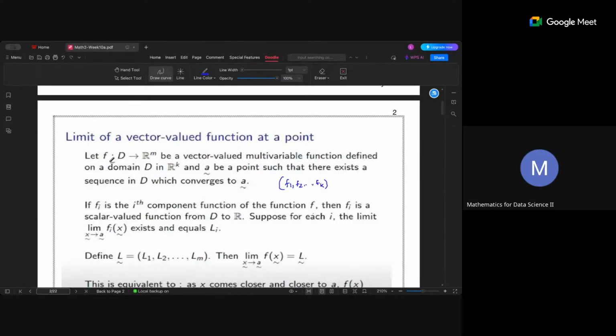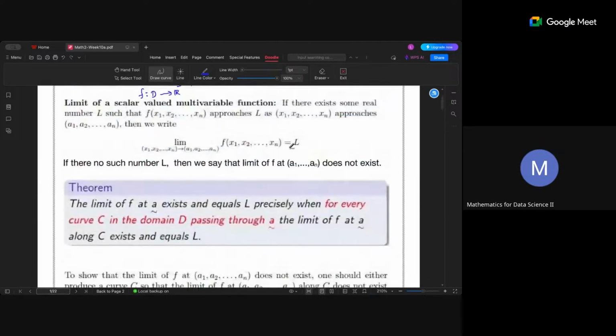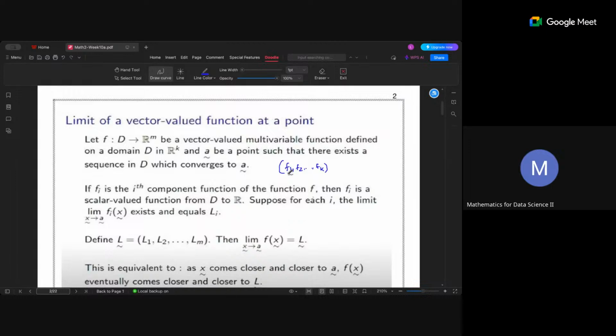Okay, and each of these f1, f2, fn are now functions, the usual one variable functions. Here you see that if fi is the ith component of the function f, then fi is a scalar valued function from D to R. So here fi is also a function from D to R. In that case, we have already defined what the limit is. So now we are going to use that limit formula for each of these functions and find the individual limits. That limit written as a vector is the limit of this vector valued function.